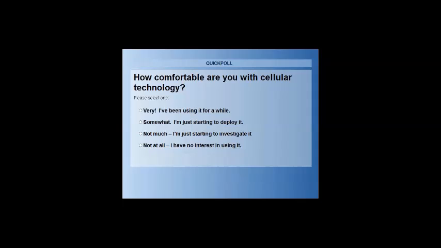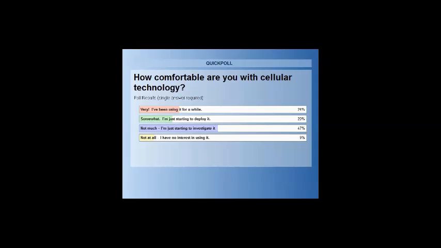Looks like we've got some answers coming through, and we might be a little more evenly matched on this question than some of the other ones. But it definitely looks like more of you are just starting to look into cellular, which is actually what we've seen in the market. Cellular is a little more in its infancy in the industrial space than it is in the consumer or phone space.